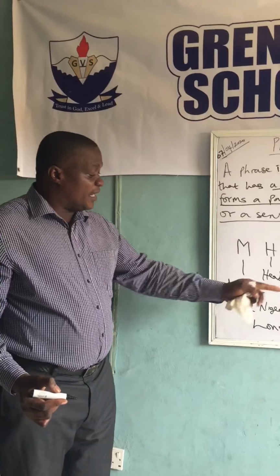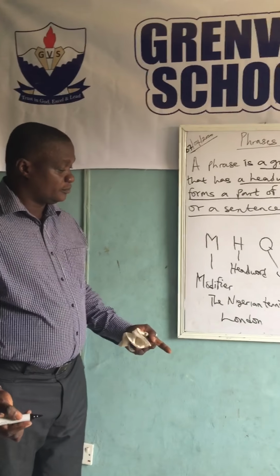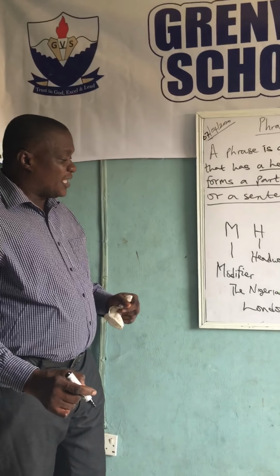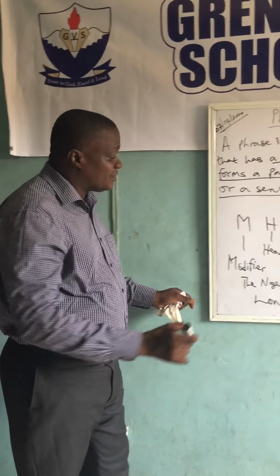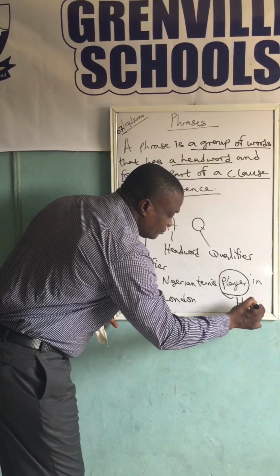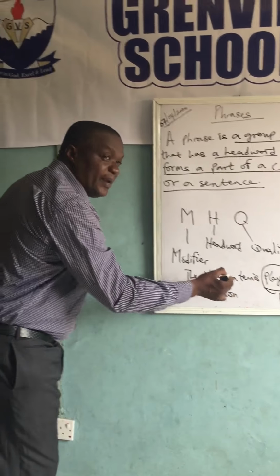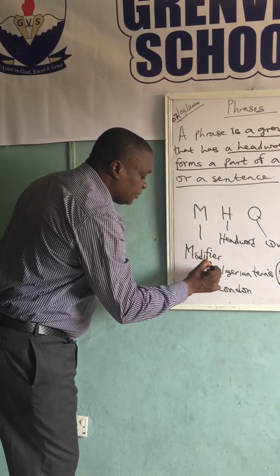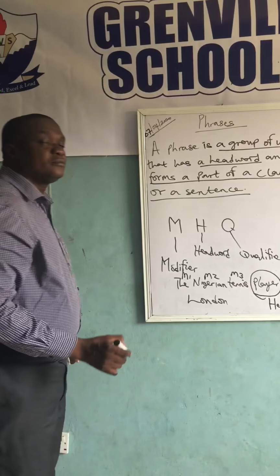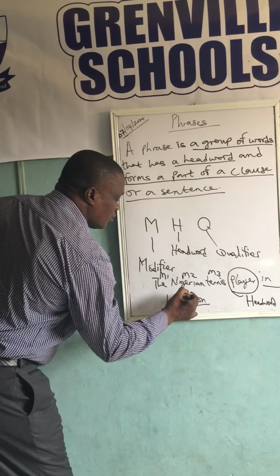Because if you remove the word player, what we have is the Nigerian tennis in London, which is not that meaningful. Okay, what are we then talking about? What we are saying is that the player here is the head word. Okay? Anything that comes before player becomes the modifier. For example, this is modifier 1, this is modifier 2, this is modifier 3. And anything that comes after becomes qualifier.